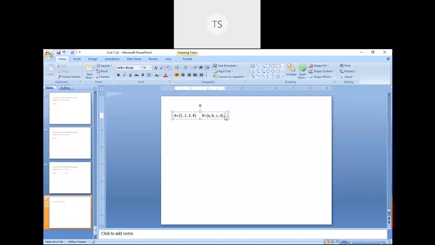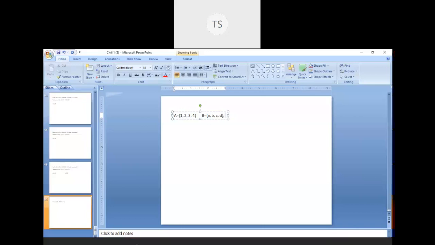Now next, what will be the elements from B cross A? You can just tell me some elements from B cross A. A comma 1, A comma 2, A comma 3, and A comma 4, B comma 1, B comma 2, and so on. Yes. I think all of you have it clear. Everyone clear? Anyone who has any doubts, you can just ask me, I will clear it.